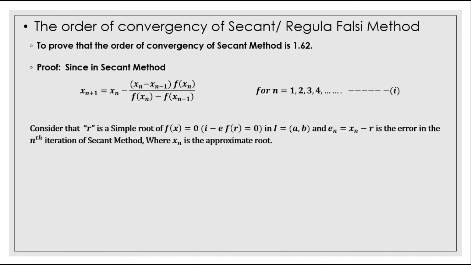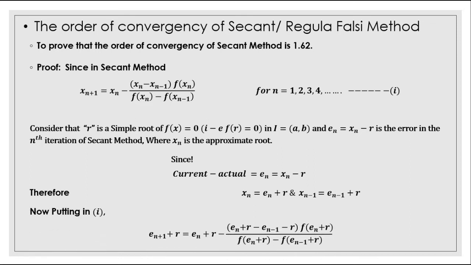Let us consider once again that r is the exact root of the function, where f of r is equal to 0 in the interval [a, b], and en represents the error in the nth approximation by this method to the root of the function, since the definition remains the same for the error. So putting these values in the scheme of the secant method, we will get en plus 1 plus r is equal to en plus r. And as well, we have substituted the xn value and xn minus 1 value here.